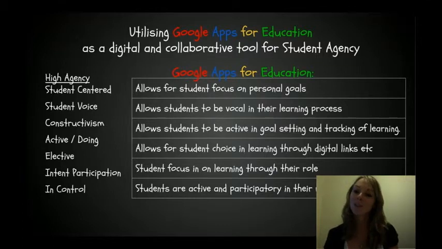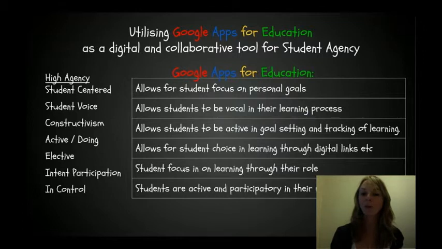It allows students to be really vocal in their learning process, so that idea of student voice within student agency is going to be well met with Google Apps for Education. It also allows students to be active in their goal setting and the tracking of their learning so that we can be sure that they are aware of and tracking those habits and mindsets and pathways for learning.